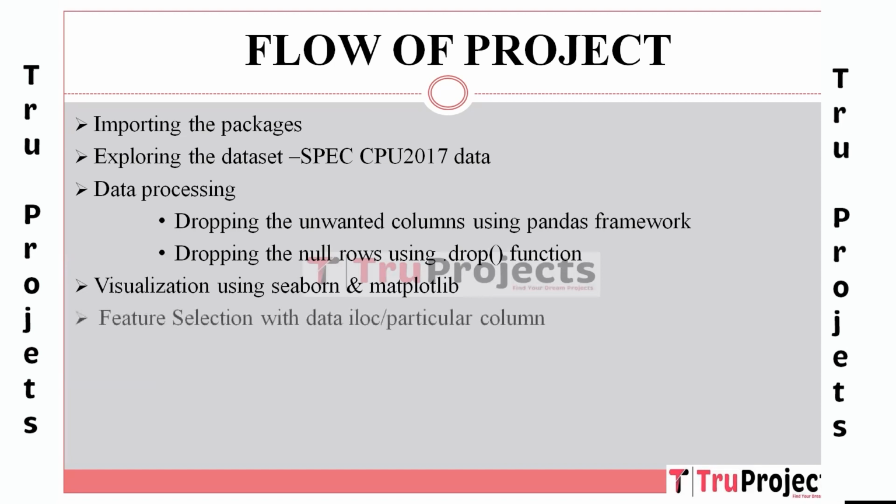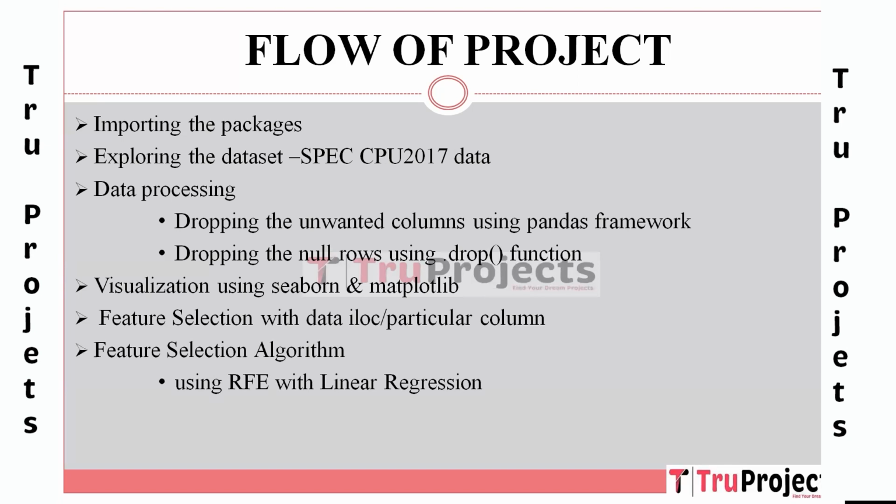Feature selection with iloc for particular columns. Feature selection is a critical step where relevant features that strongly influence system performance are identified. This can involve selecting specific columns of features from the dataset using iloc that are essential for building accurate predictive models. Feature selection algorithm, in which we have using RFE with linear regression.